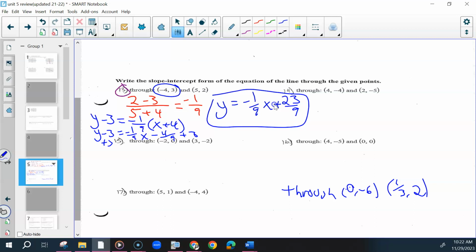So when you have 2 ordered pairs, does it matter which one you use? You can use the first, the second. Just don't mix them. Don't use like the x for this one and the y for this one, or vice versa.